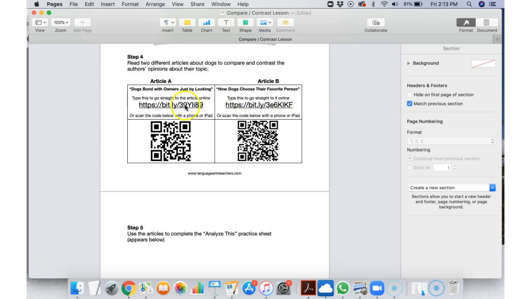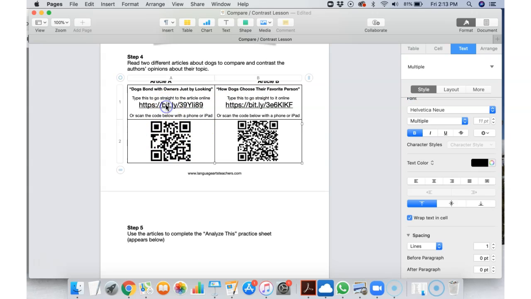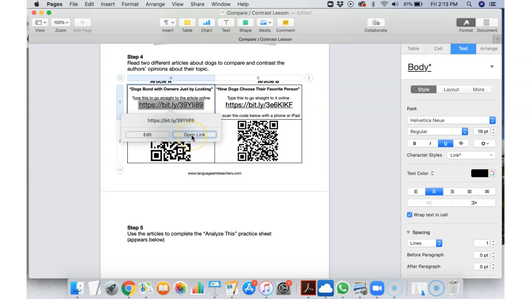Okay, so you can type in that exact address. You could even do a search by typing in the exact title. You could also scan the code right here with a phone or with an iPad, either way. So let me open these up for you. I'm going to double click on that. Now on yours, you probably cannot click because it's a video, but you can definitely type that in. You have to type it in exactly or it's not going to come up, right? So be very careful, okay?